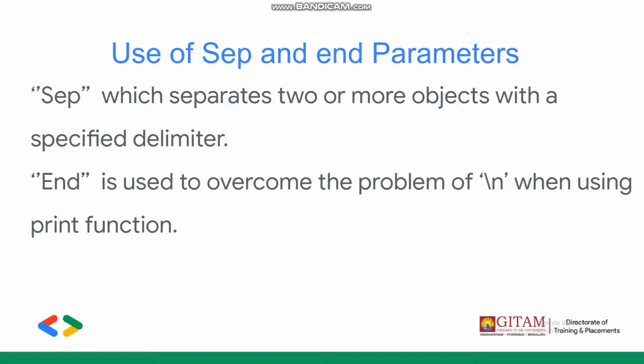The second thing I want to mention is the end parameter, which is used to overcome the problem of \n when using the print function. By default, print takes care of the \n, that is the next line. It prints a message and goes to the next line. But if we have two strings and we need to print them on a single line, then we use the end parameter. That's the actual use of the end parameter. So let's move on to Google Colab to implement them practically.